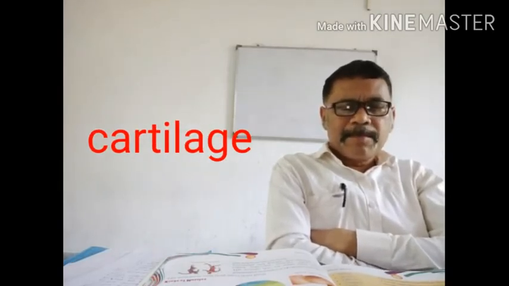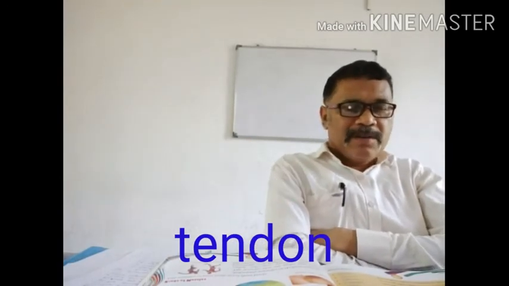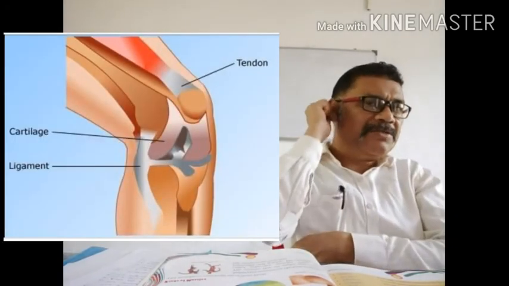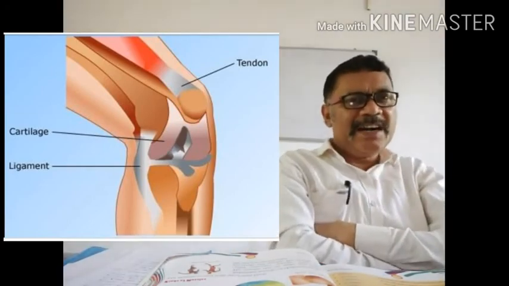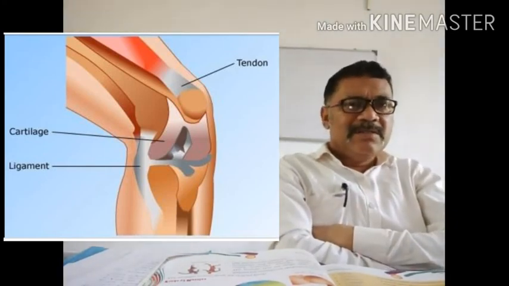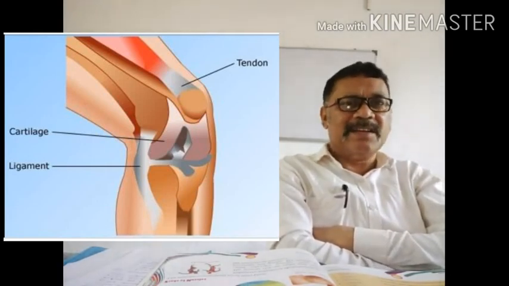One more point I think you should know: cartilage, ligament and tendon. These three terms you should know. Cartilage is a flexible tissue, it is elastic. It is present in our ears, this portion, this nose, it is cartilage. It is not as hard as bones and not as soft as muscles.